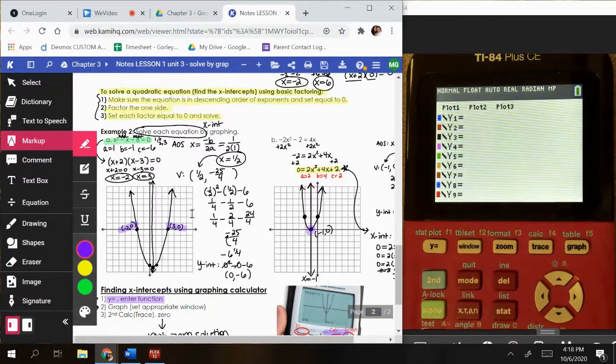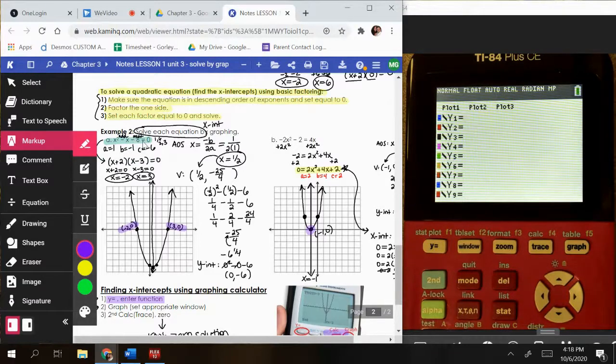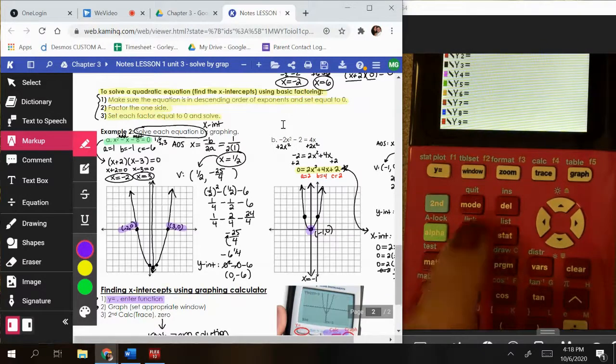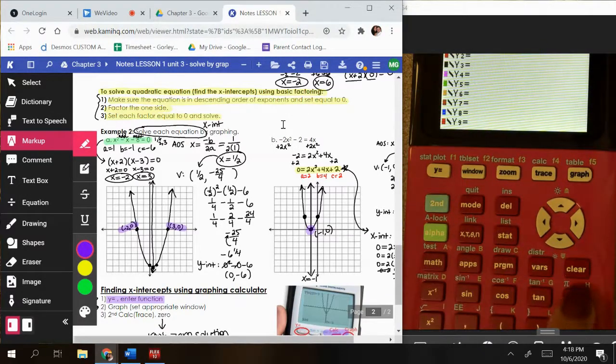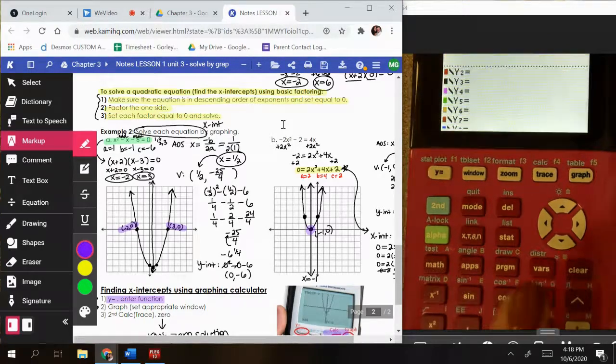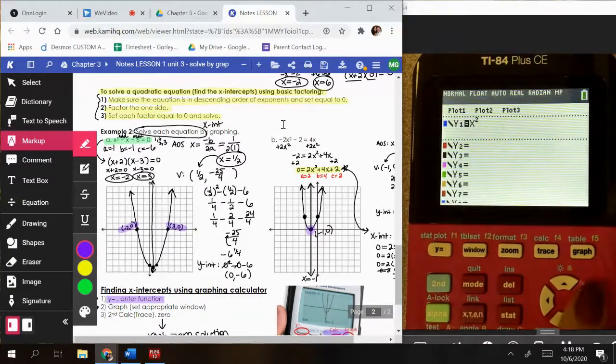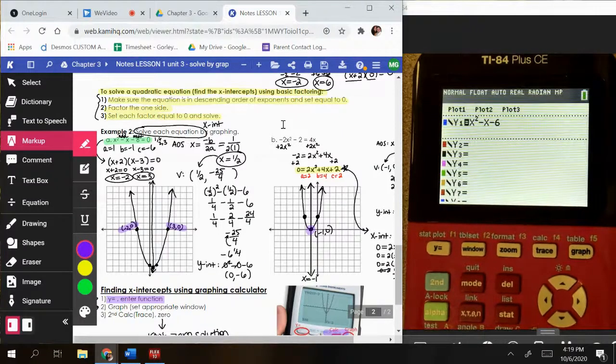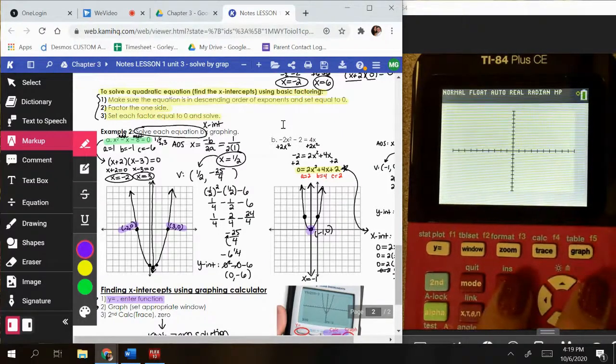But if I go to y equals, and once it's all cleared out, we're going to put our function in there. So again, we're going to use this x squared minus x minus 6 for now. X, we're using this button. I can hit this little up arrow to put in any power I want. So I went ahead and put in squared. Press the over button. Minus x minus 6.